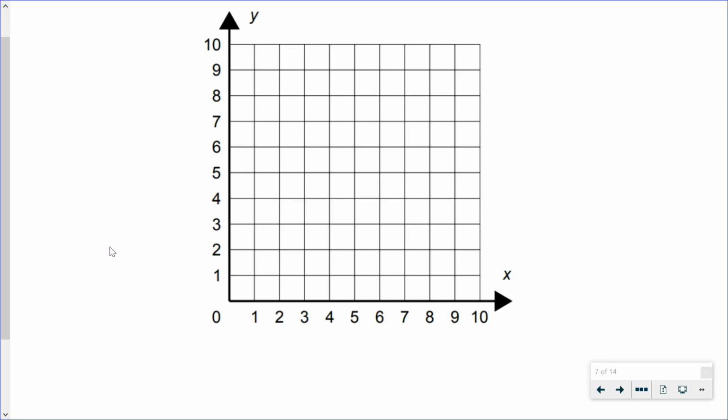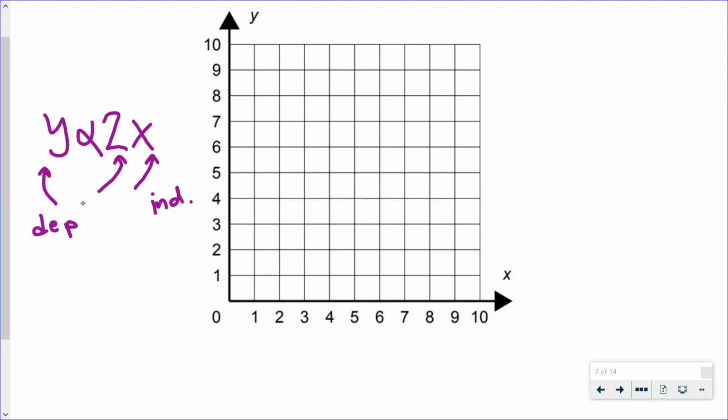Alrighty, so I'm going to show an example here. My example is going to say y is proportional to x by a constant of 2, saying that x is going to be impacted by multiplying by 2. So remember, x is our independent variable, y is our dependent variable, and 2 is our constant, the thing we're multiplying by. So I'm always going to go through 0, 0.